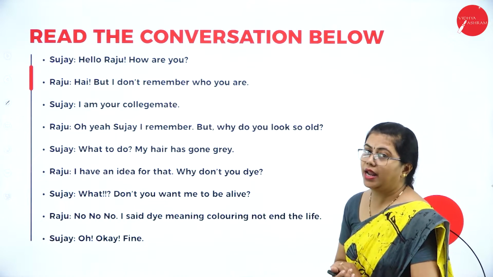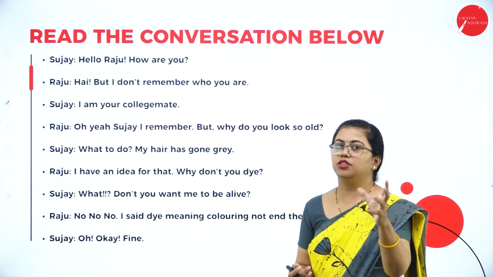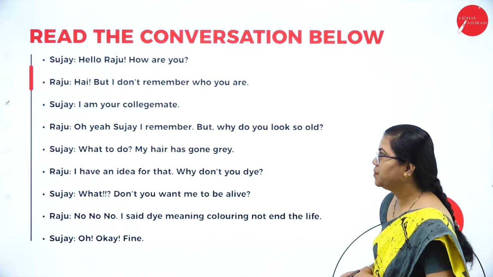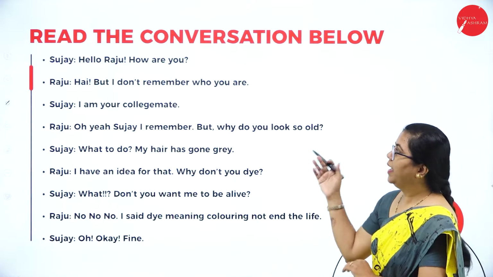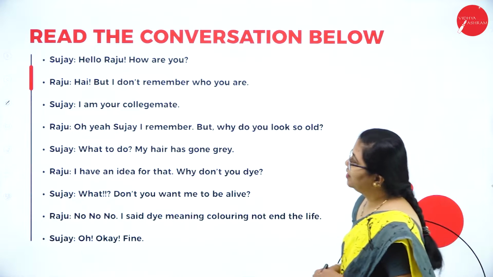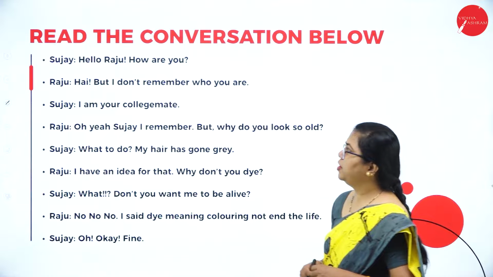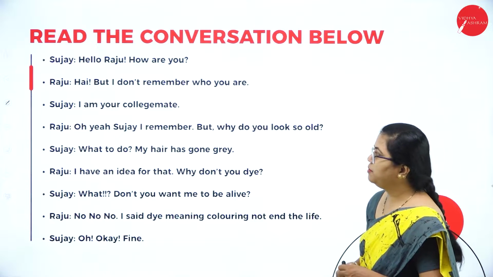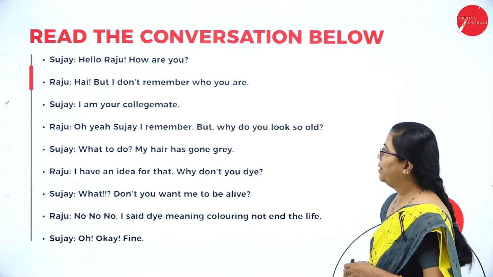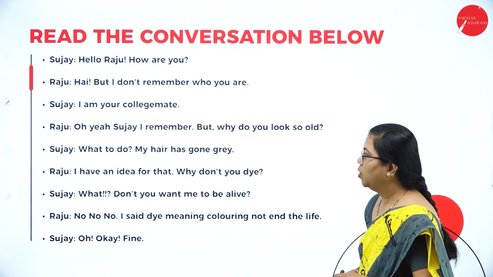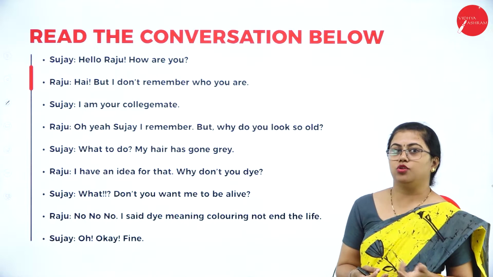So let us read another conversation here wherein the two friends are confused a little. So Sujay and Raju are two friends over here. They are having a conversation here. Hello Raju, how are you? Raju: Hi, but I don't remember who you are. Sujay: I am your college mate. Oh yeah, Sujay, I remember. But why do you look so old? What to do? My hair has gone grey.